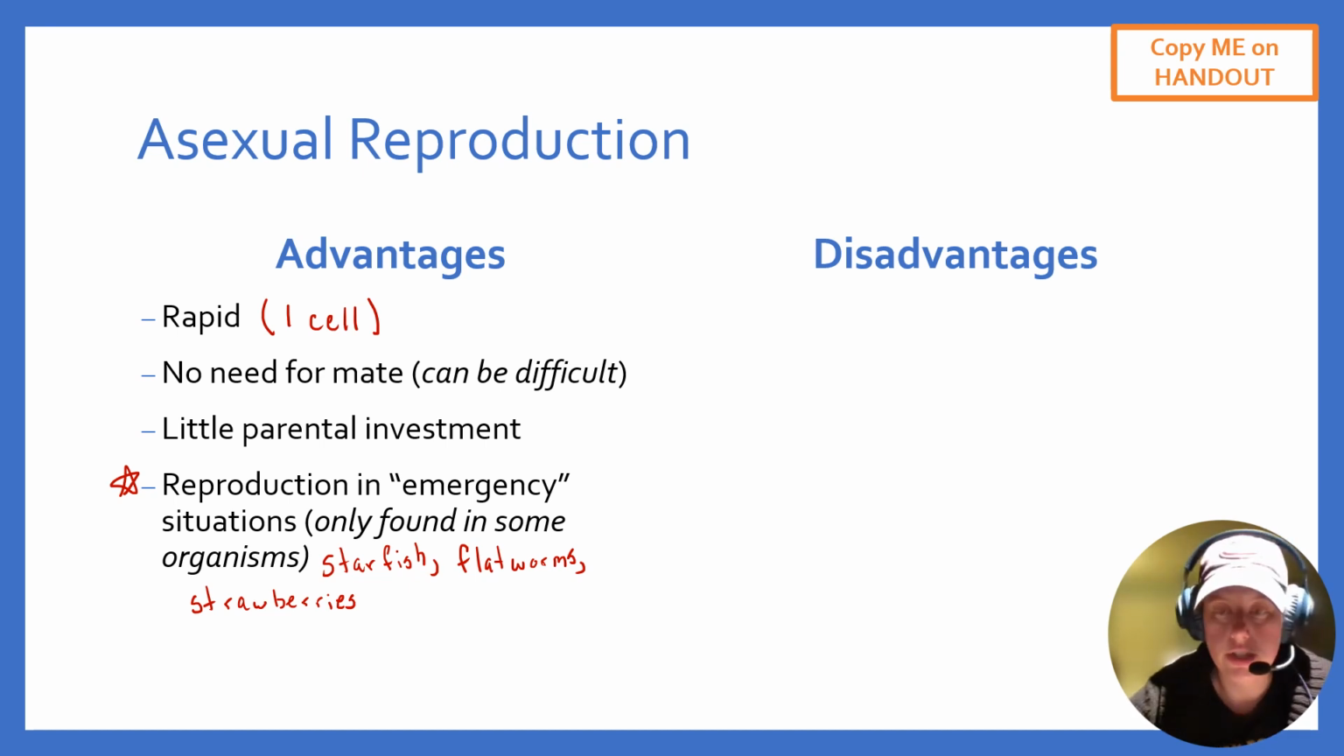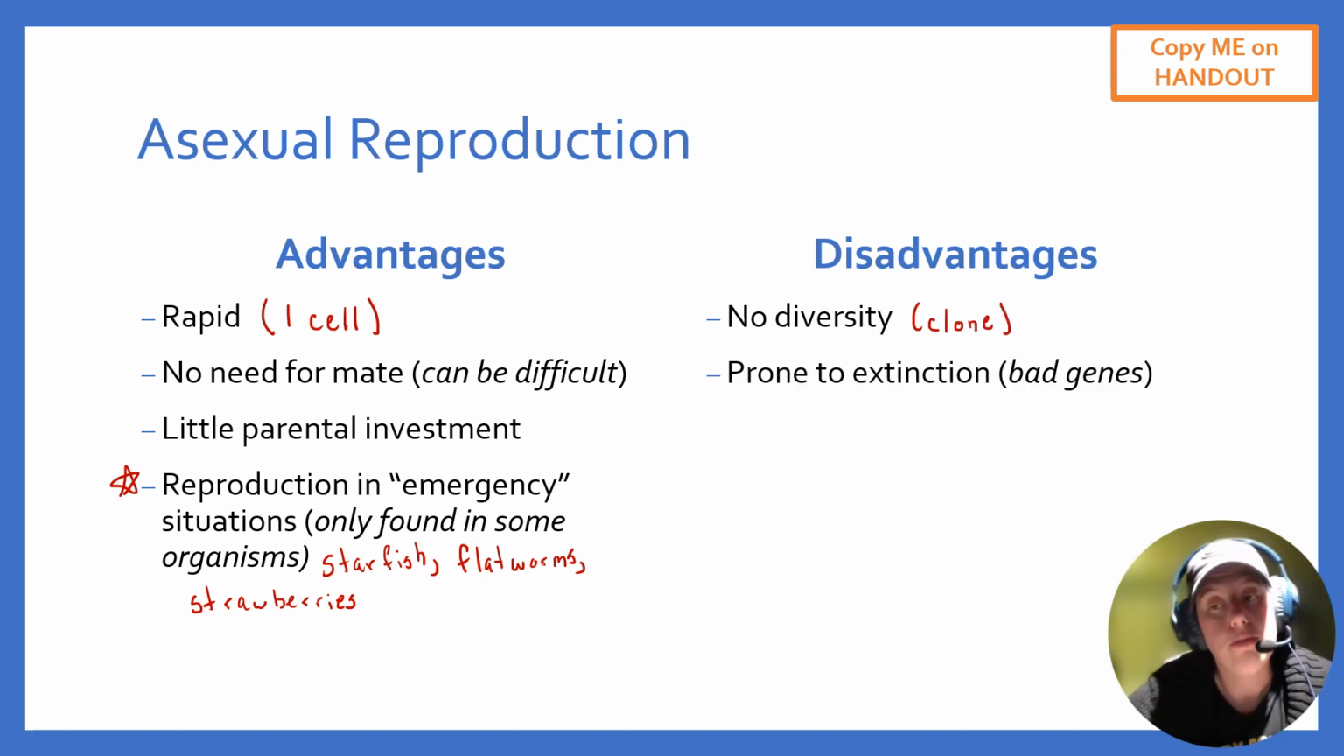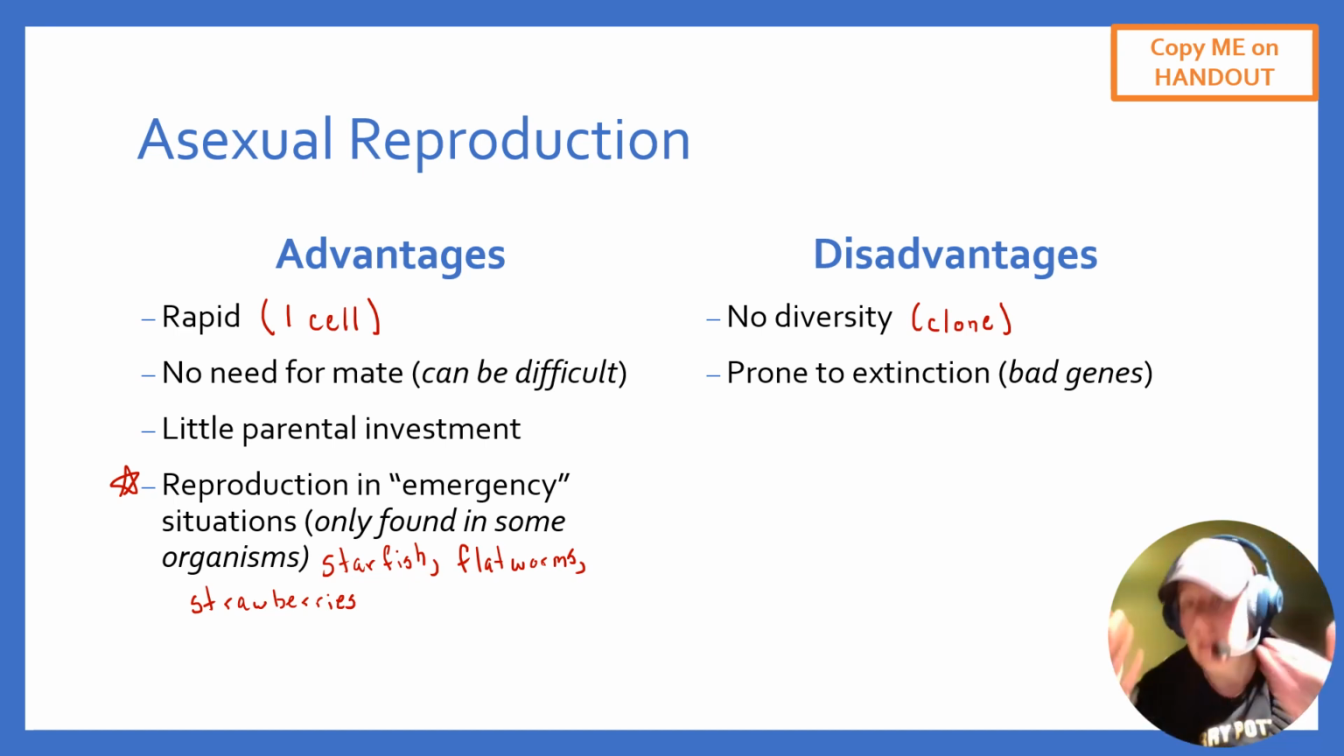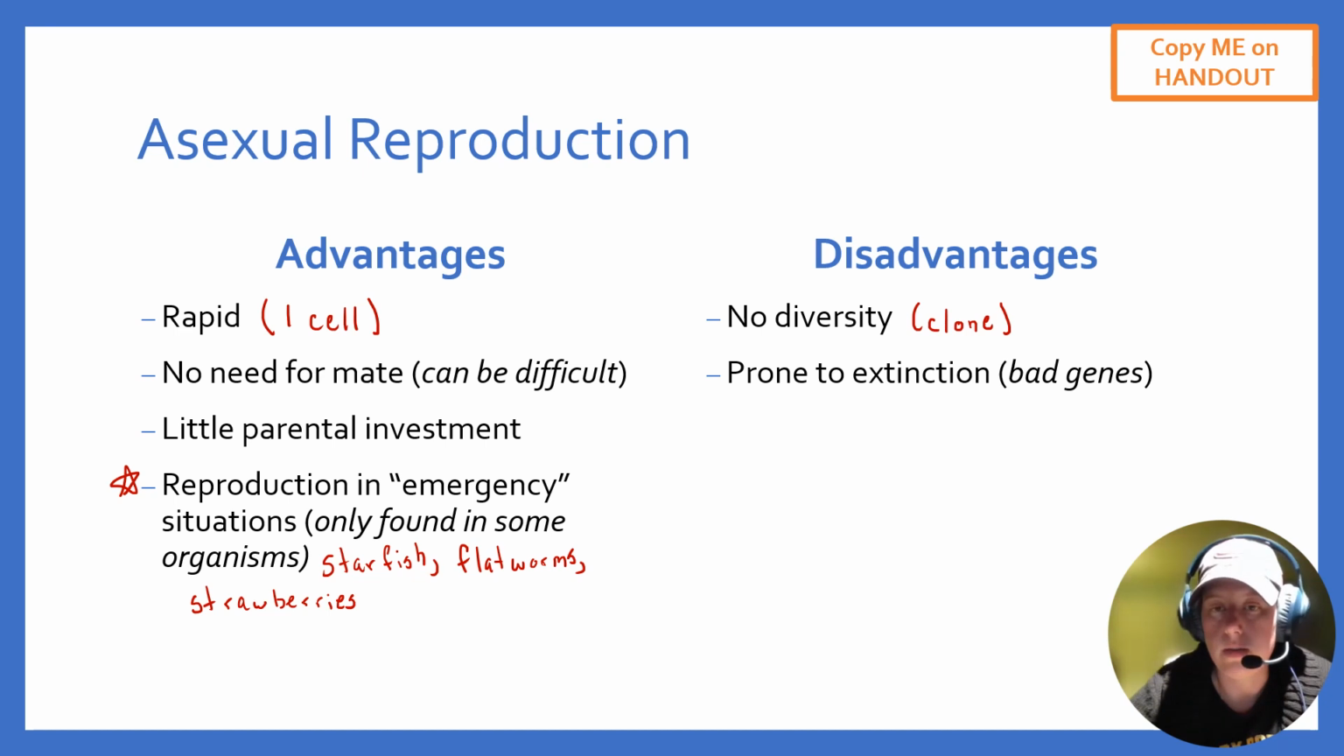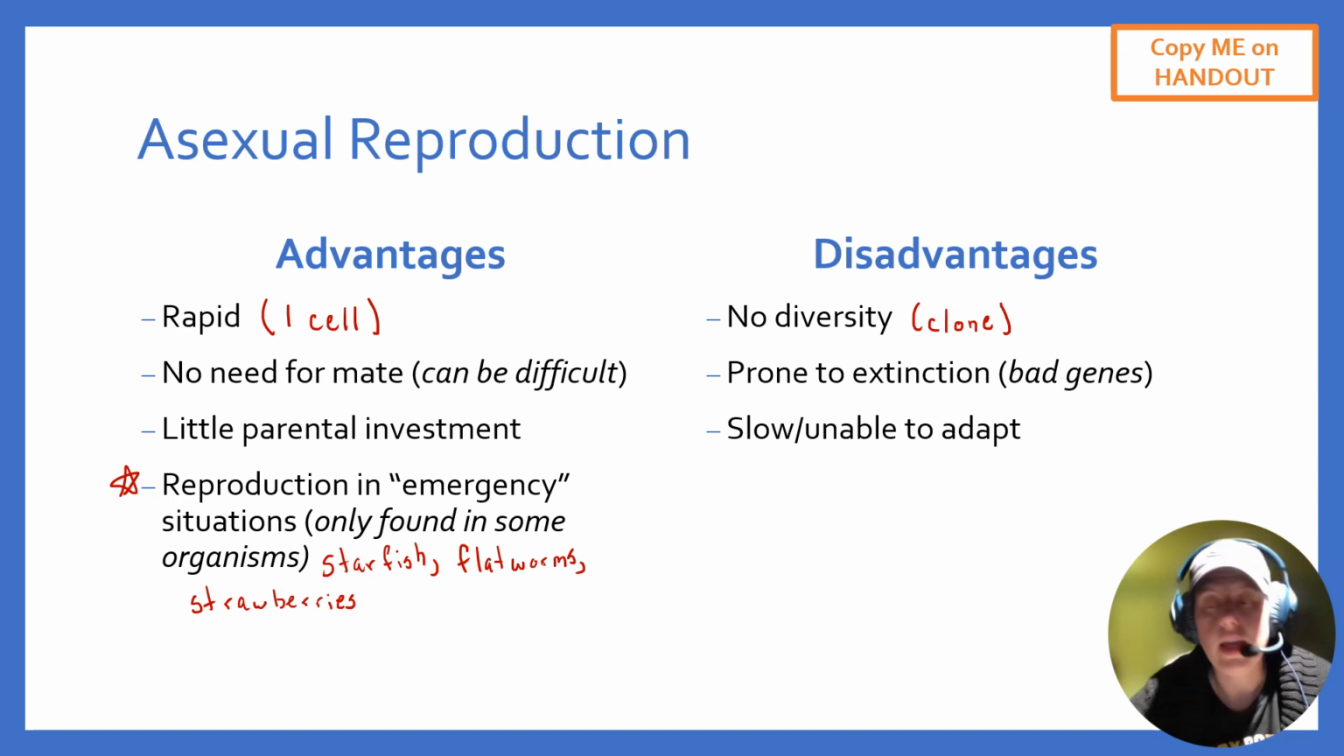Now, disadvantage. There's no genetic diversity because it is, again, a clone. So because there is no genetic diversity, they are prone to go extinct much quicker. So if there is a bad gene in the organism, well, everyone in the species has the same bad gene and can go extinct much quicker. And because there is no genetic diversity, they cannot adapt to drastic situations, which leads to them being prone to extinction.